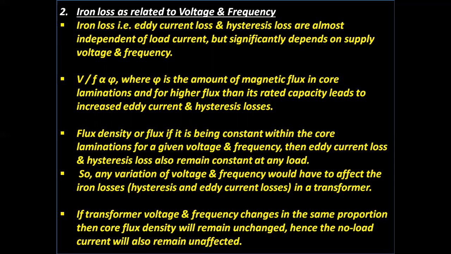If the flux density is constant within the core laminations for a given voltage and frequency, then eddy current loss and hysteresis loss also remain constant at any load. So any variation of voltage and frequency affects the iron losses, that is hysteresis and eddy current losses, in a transformer. If transformer voltage and frequency change in the same proportion, then core flux density will remain unchanged. Hence, the no load current will also remain unaffected.